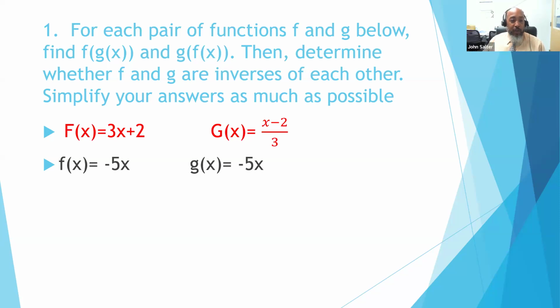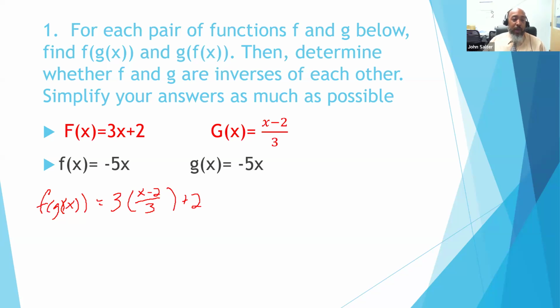So I want to find f of g of x. The outside function is my f function, so I'm going to start there. It's 3 times some quantity x plus 2. And I put the parentheses because that's my outside function, and I need to put the inside function where the variable was. In this case, my inside function is g, which says x minus 2 over 3.